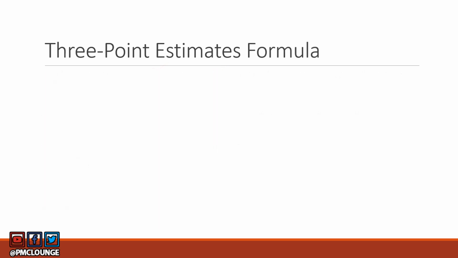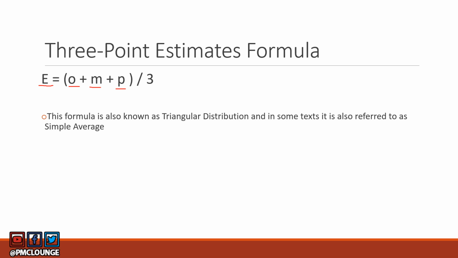All right, now the formula for 3-point estimates is quite simple. It is a simple average actually. So E = (O + M + P) / 3. E here is estimate, O is the optimistic value, M is the most likely value, and P is the pessimistic value. So you add O, M, and P and you divide it by 3. Do note that this is also known as triangular distribution.